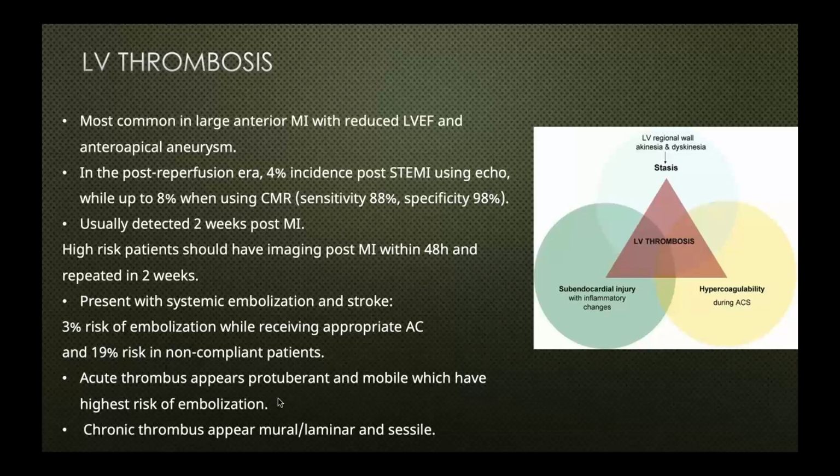And there are some echo features that can predict the risk of embolization, where acute thrombus have higher risk. Mobile lesions, protuberant lesions have higher risk of embolization. And the second case that I showed you, the chronic thrombi with neural or sessile shape, have lower risk of embolization.